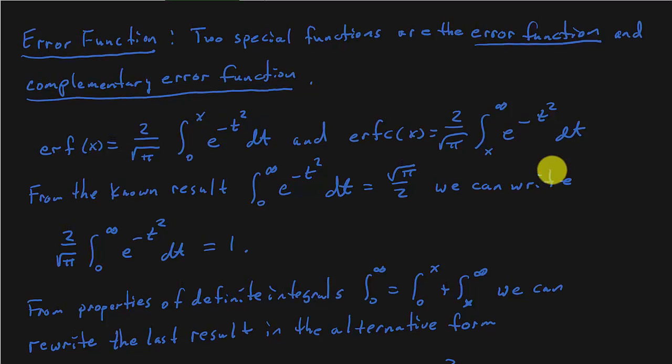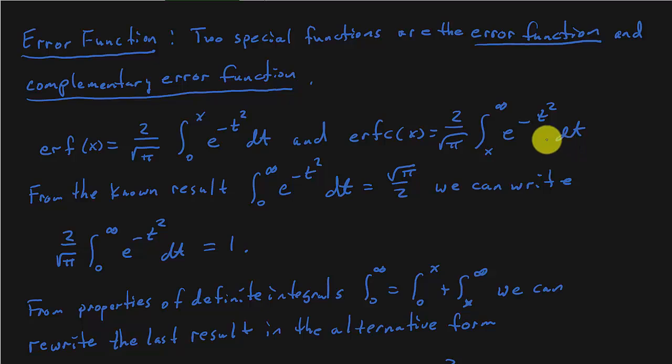All right, so error function. Two special functions are the error function and complementary error function. The error function, which we write like this, ERF of x, is 2 over the square root of pi times the integral 0 to x of e to the negative t squared dt, and ERFC of x is 2 over the square root of pi times the integral of x to infinity of e to the negative t squared dt.